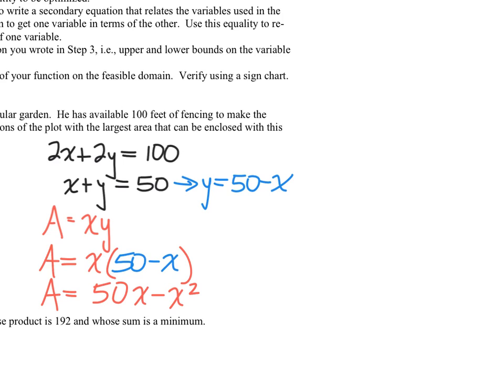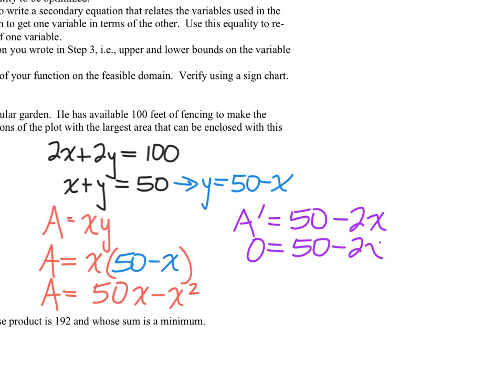All right, so I'd find A prime: 50 minus 2x. Set my derivative equal to 0. Solve for the value of x. That ends up being my critical value. All right, so your pathways here at this point are really threefold. One, common knowledge. I'll say common sense, but I'll say common knowledge as a more PC version of that.